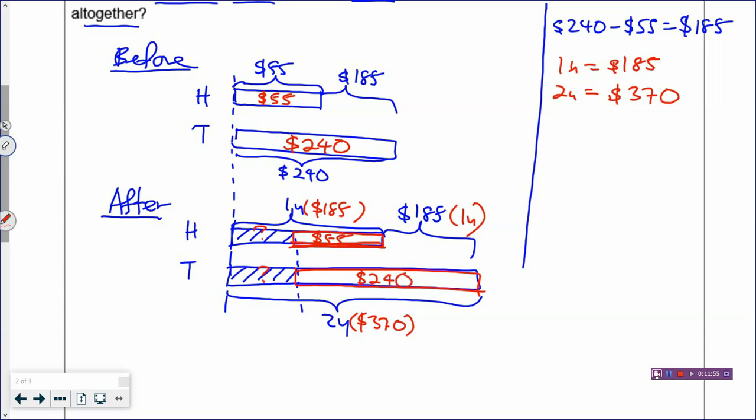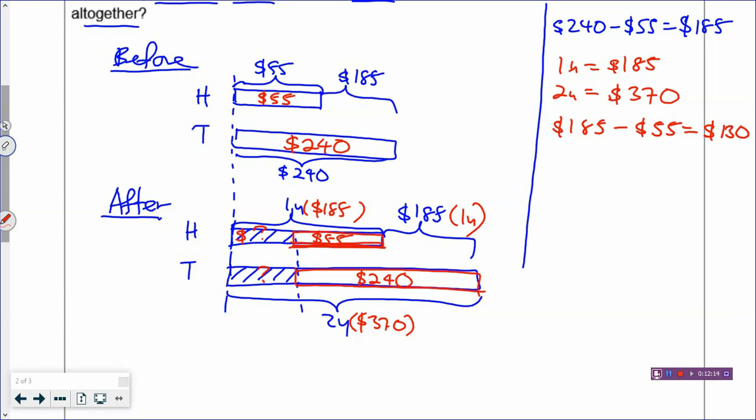So now can you find how much the father gave them? You take 185 and you minus 55. Look at Henry. 185, which is what Henry has in the end, and you minus what he has at first, and that will give you $130, which is what the father has given Henry.